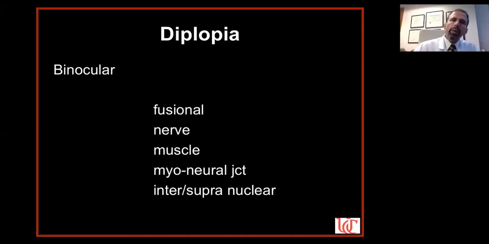All right, so when we think about double vision, I usually break it down, because there's a whole bunch of different things. I often give my residents 5 hours of lectures on double vision. Lots of things can cause it. So there can be fusional problems. There can be problems with any one of the ocular motor cranial nerves. There can be problems with the extraocular muscles, like thyroid eye disease. There can be problems at the myoneural junction, like myasthenia gravis. And there can be problems with alignment related to internuclear or supranuclear problems. In the next Ocular Motility Part 2, we'll cover muscle, myoneural junction, and internuclear and supranuclear problems. We won't cover those today because we only have 1 hour.